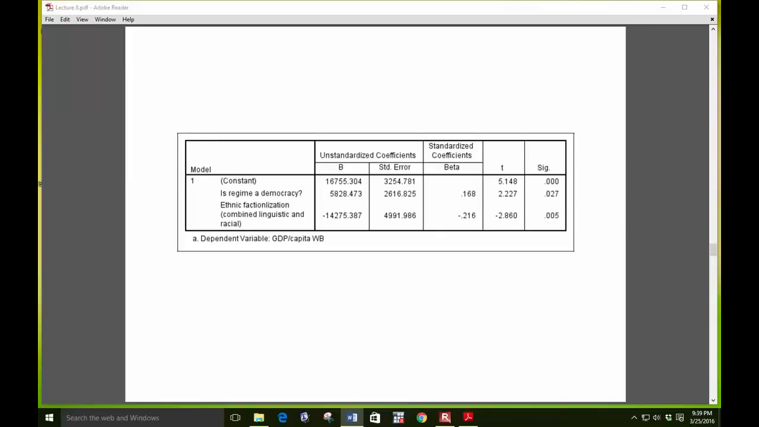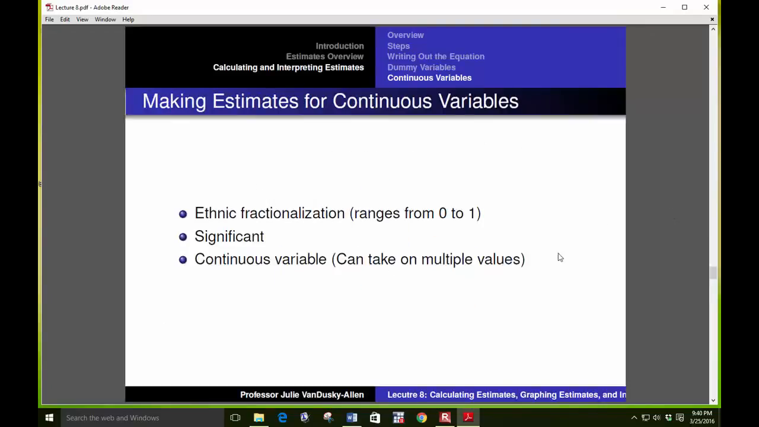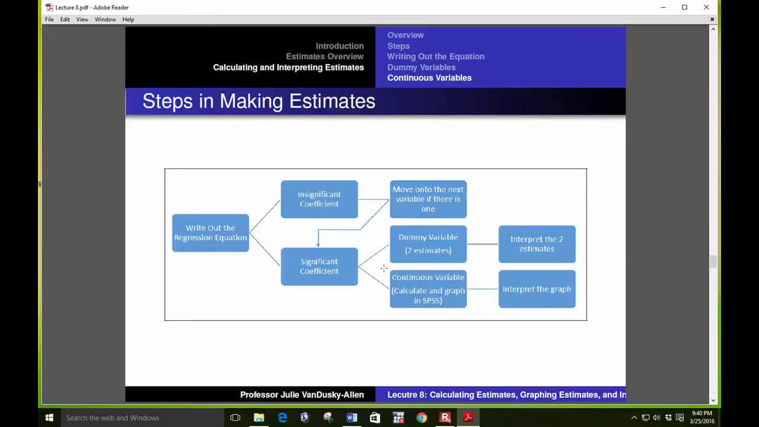Now that we're done making estimates for the first independent variable, we can move on to the second independent variable. Our second independent variable was ethnic fractionalization. It was significant, so we can make estimates for it. And it is continuous. So we would calculate estimates for that variable and graph them in SPSS.